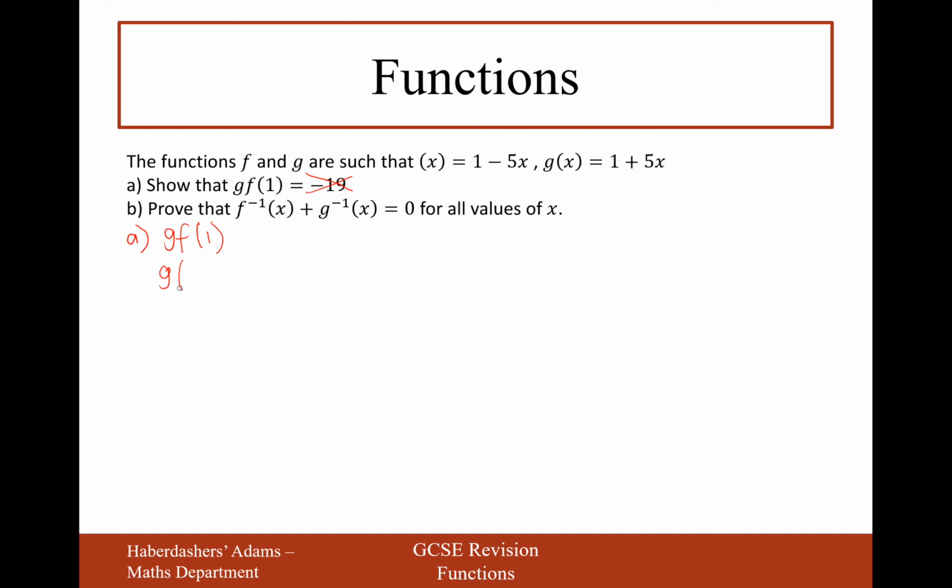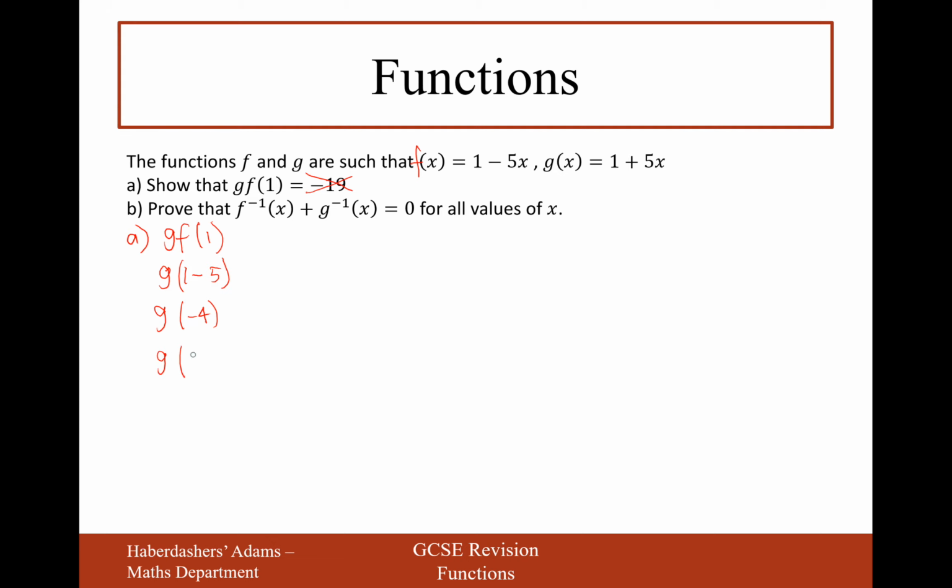So what that means is we put 1 into the f function first. Whoops, this one here is the f function. Looks like I missed the f. It's going to be 1 minus 5 times 1. That's 1 minus 5, which is minus 4. Now that I've got minus 4 as my answer to 1 being put into the f function, now I'm going to put minus 4 into the g function.